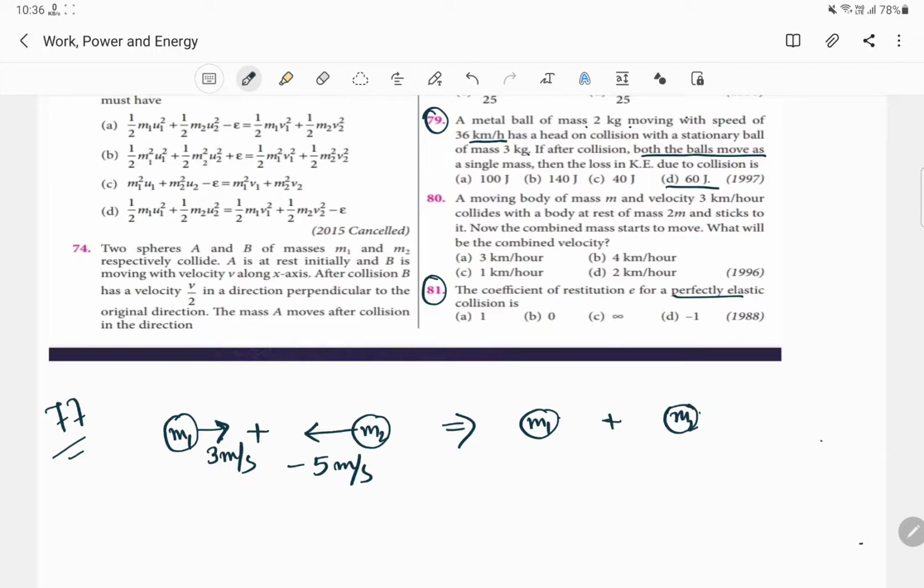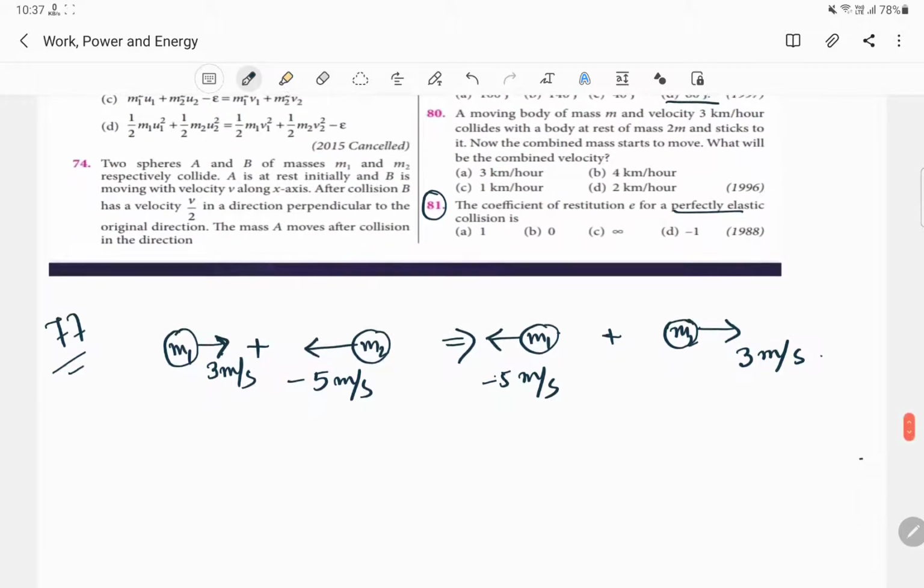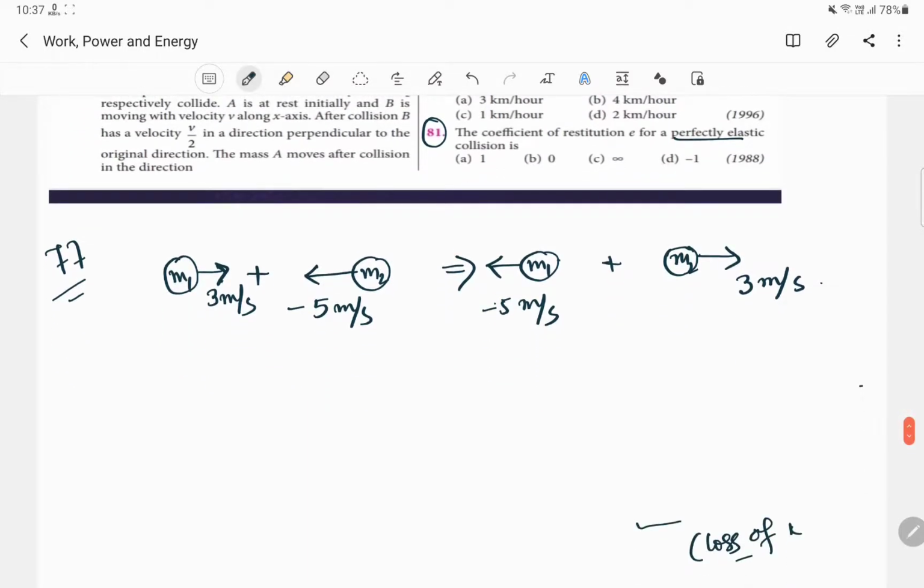And for elastic collision, if the colliding particles are of equal mass, then they will exchange their velocity along with direction. Here m1 was initially moving in the positive x direction, so m1 will now be moving in which direction? It will move in the negative x direction, with a velocity equal to minus 5 meter per second. And the second particle will move in the positive x direction with a speed equal to 3 meter per second. This is the conclusion, and how this is obtained will be discussed with the help of this formula.